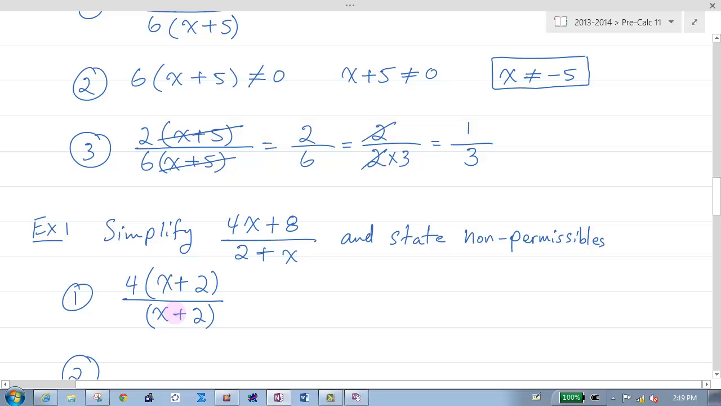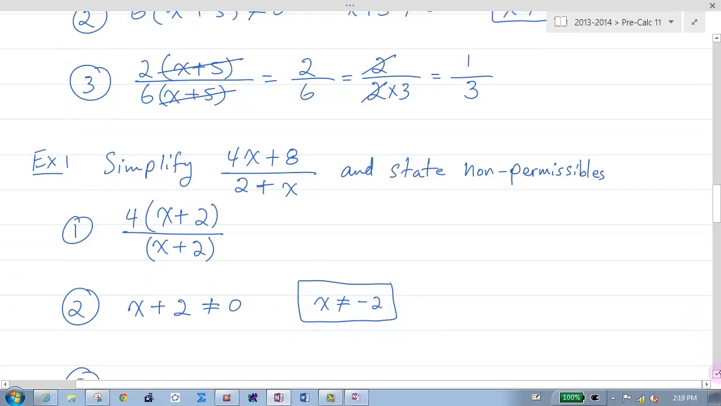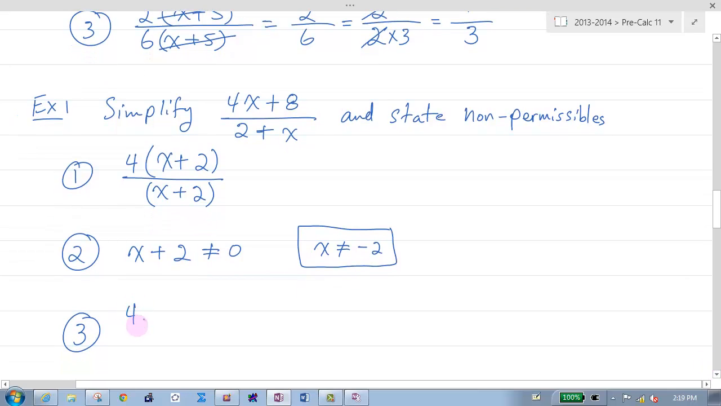And I go, okay, what is the non-permissible value, the second step? Okay, x plus 2 cannot be equal to 0. I solve it like any old equation. This tells me that x cannot be equal to -2. That's the non-permissible value. Once I found the non-permissible value, I simplify the expression. The common factor between numerator and the denominator is x plus 2. Cancels out, then I get 4 over 1, which is equal to 4. So it's simplified, but there is a non-permissible value at -2.